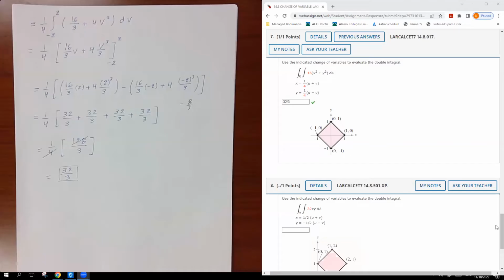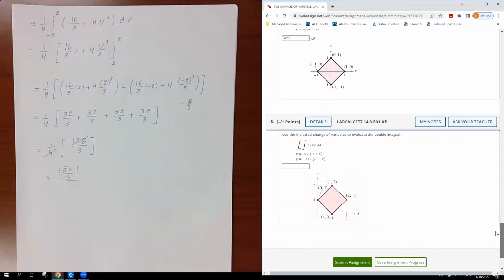That's it. We got it right. For example 8, I'm not going to solve this one. It's exactly like the previous example, because you're going to get exactly the same numbers and the same x, the same y. So I need you to practice on this one. You're going to do exactly the same steps. And here's the graph. Find the double integral over the region R of 32xy dA.